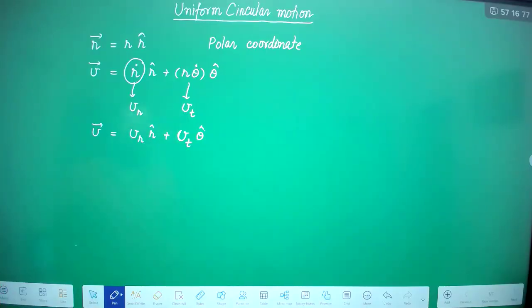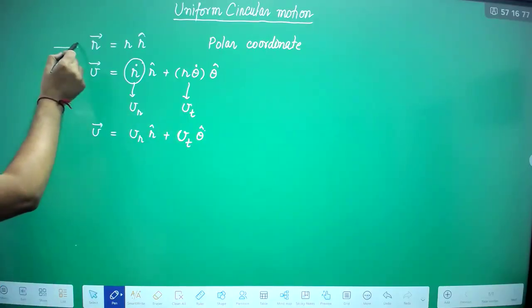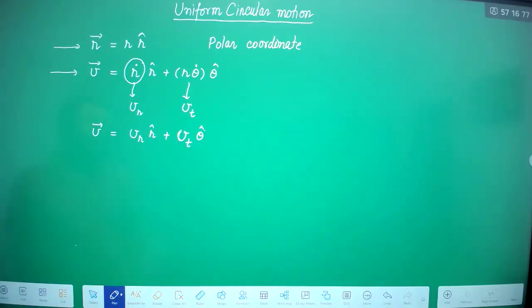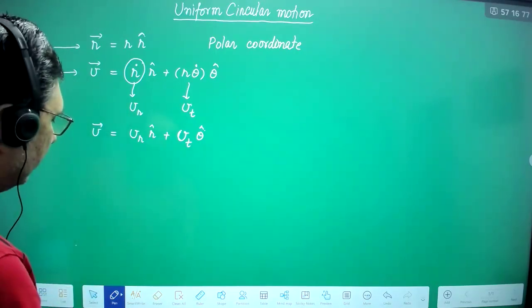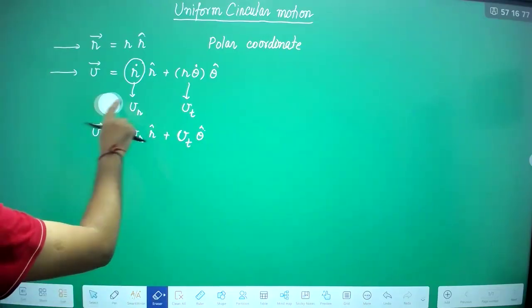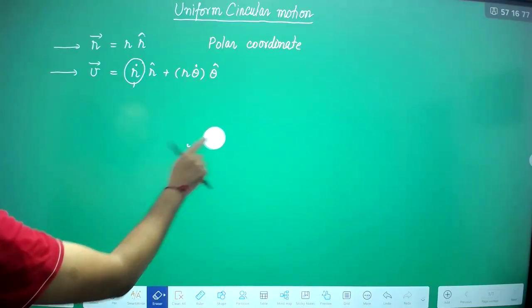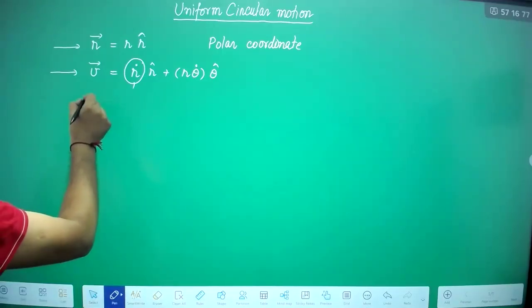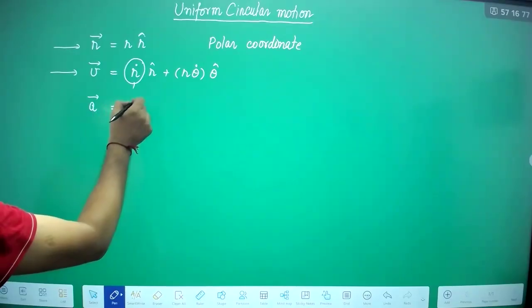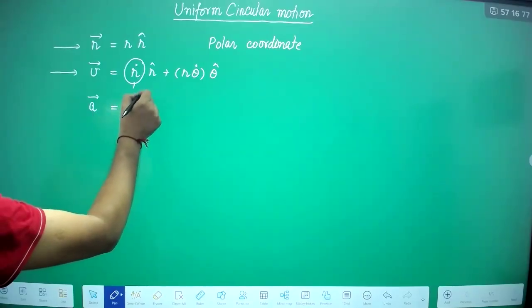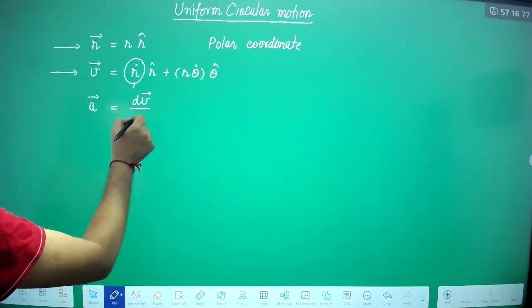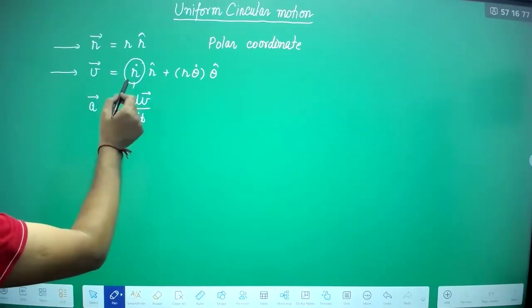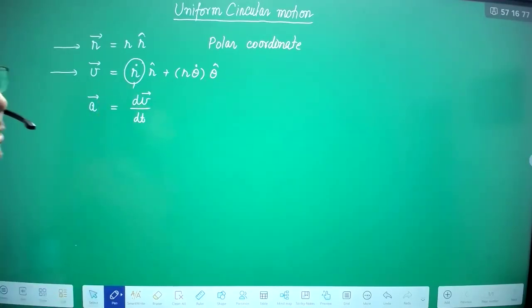Now next is acceleration. So you know the position vector, you know the velocity in terms of polar coordinates. So next will be the acceleration. So basically I will use this equation for acceleration. The instantaneous acceleration will be given by dv by dt. Now this is v, so start differentiating this with respect to time.